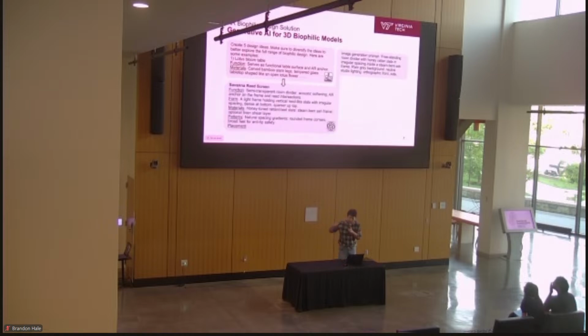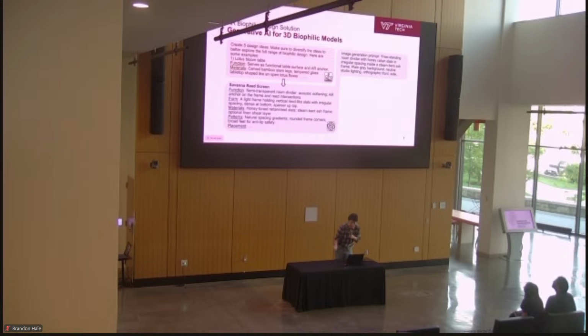So here is one example. I didn't show all the prompts, right? Before this, we already taught the AI about biophilic design and senior living, but here we're just providing the AI with some examples of biophilic design created by human designers. So it's a Lotus Bloom table, and we describe the functions, materials, and why they are biophilic to the AI.